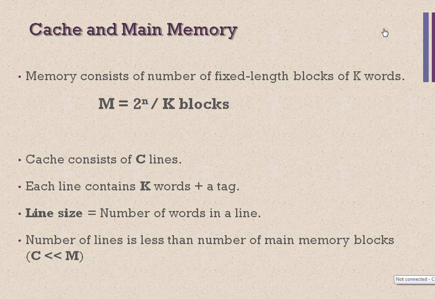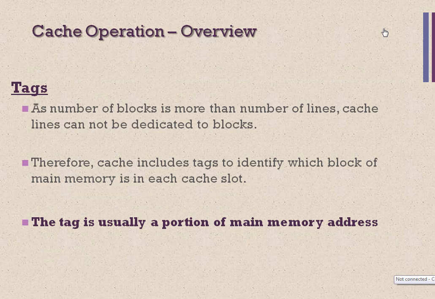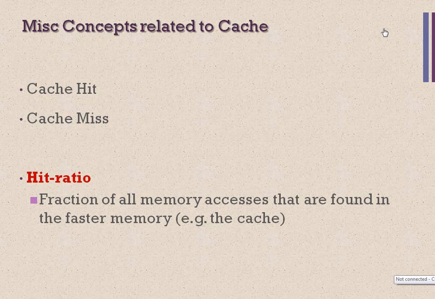There's another important thing: how can we calculate the cache and main memory. The formula is given on your screen, so you can calculate by using their parameters. N and K blocks are mentioned below. Another thing is cache operations and tags. As the number of blocks is more than the number of lines, cache lines can be dedicated to blocks. Therefore, cache includes tags to identify which block of main memory is in each cache slot.